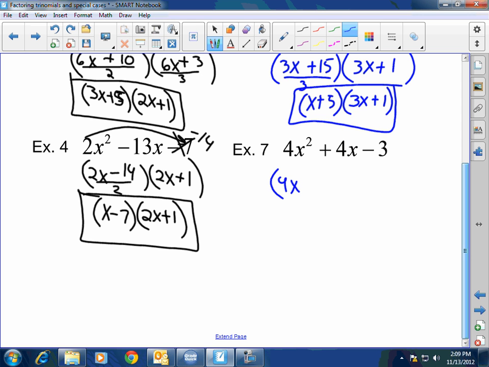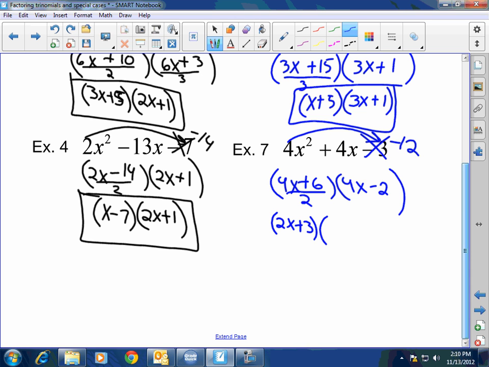So this is 4x, 4x. Multiply. A times C is negative 12. That's my new C. So tell me, what times what is negative 12, but when added together is positive 4? 6 and negative 2. Positive 6 and negative 2. Artificial factor of 2: 2x plus 3. Artificial factor of 2: 2x minus 1. Yeah, wow, that's it. And that's it. You're golden.